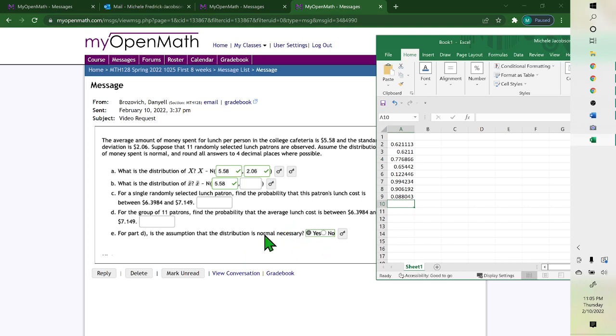The assumption of normalcy is necessary because your sample size is below 30.